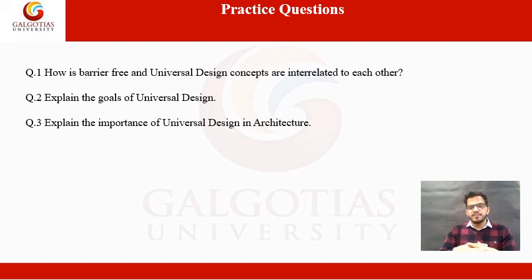Then you have to explain the different goals of universal design, and finally you have to explain the importance of universal design in architecture, quoting some case study from the internet, or you can quote a case study you have learned in this lecture as well. You have to submit these questions as a part of your assignment.